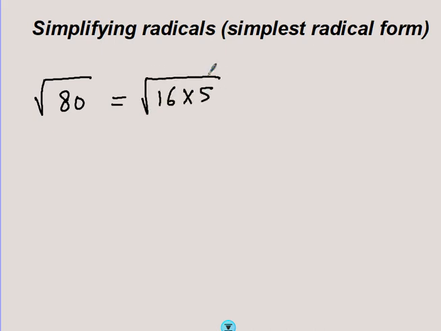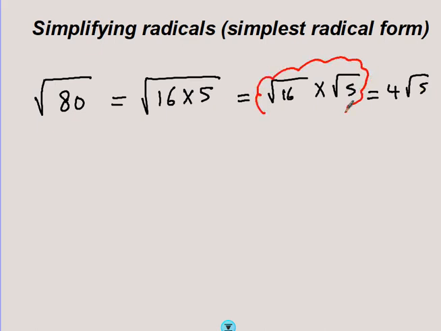Now this is good because the 16 is a perfect square. And you can use the distributive property to write this as root 16 times root 5, and this equals 4 root 5. Again, I would really hope that you keep this in your head and that I don't see it.